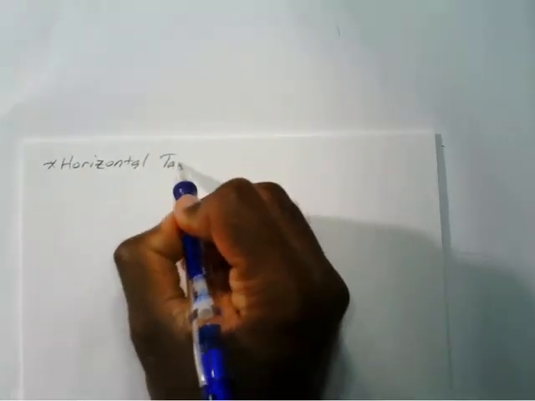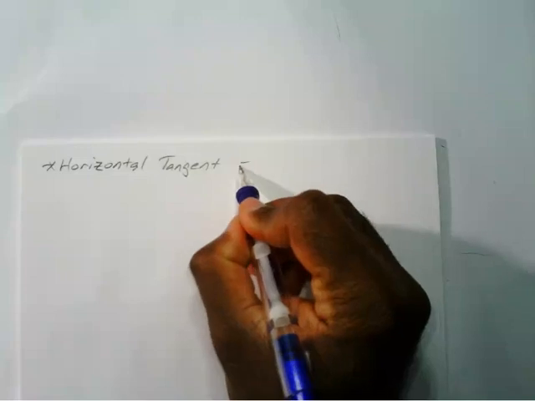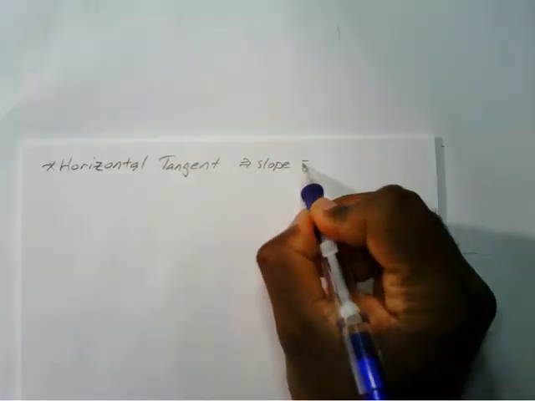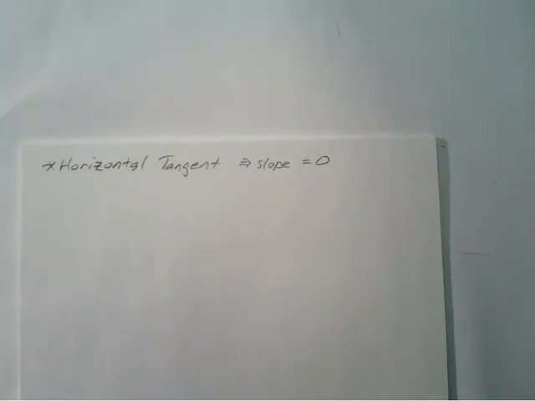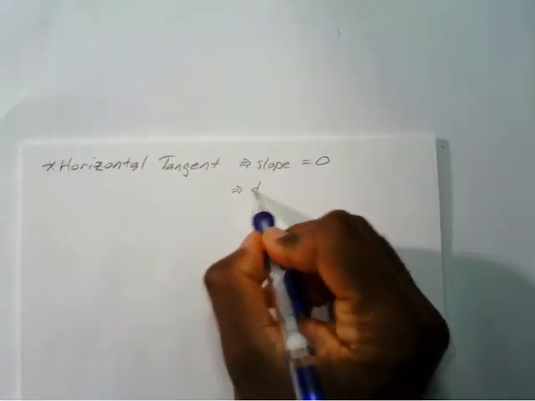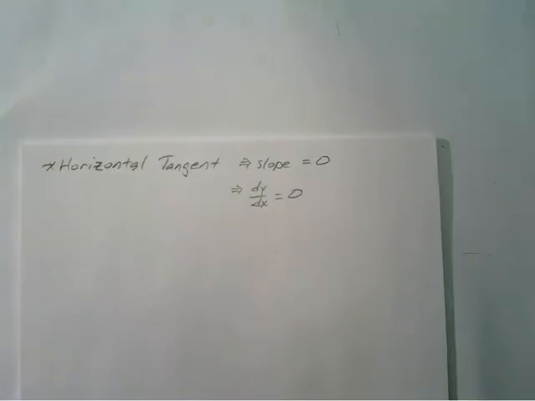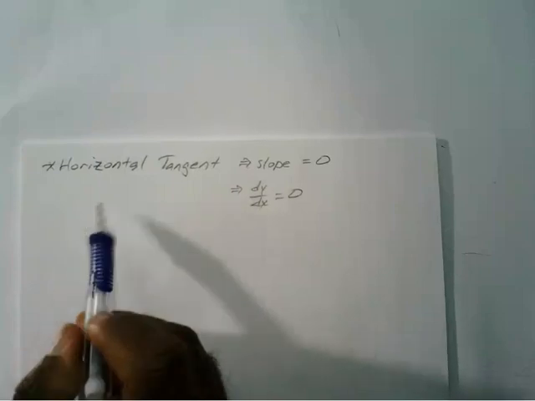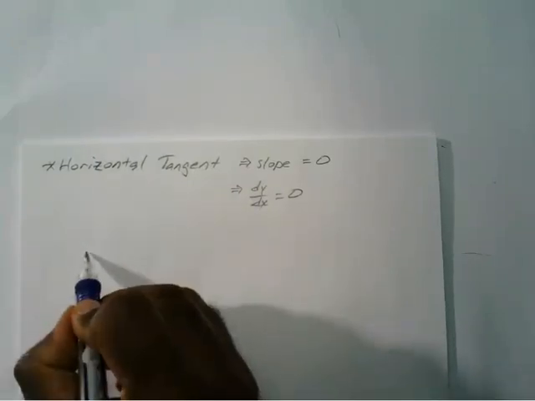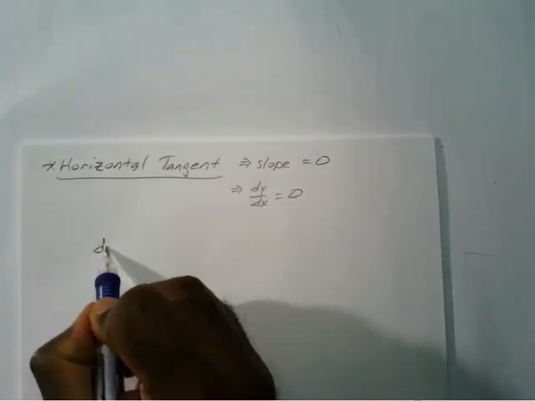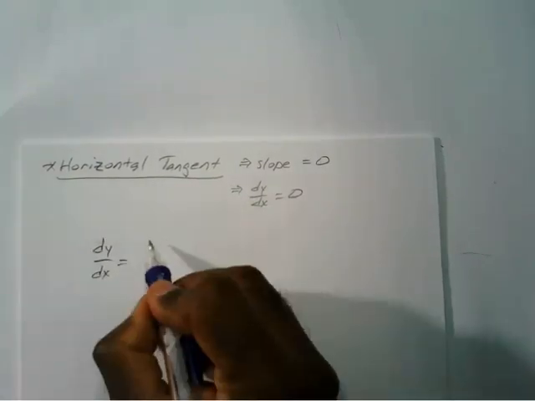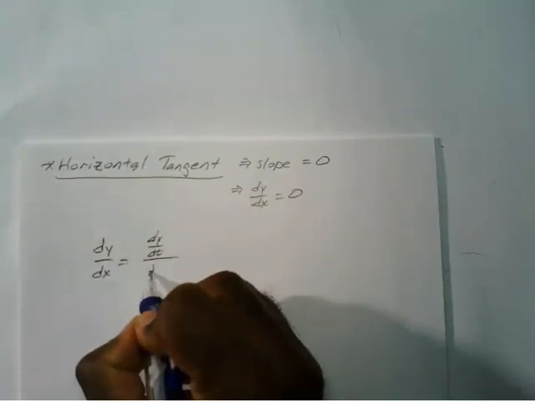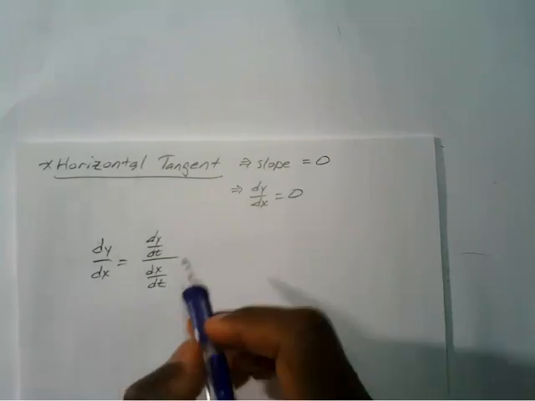Okay, so now we're going to look at horizontal tangents. If you remember, a horizontal tangent just means that your slope is equal to 0, and we all know if your slope is equal to 0, that's just another way of saying your first derivative is equal to 0. So to break that down for parametric equations, to get a horizontal tangent, you have dy/dx equals dy/dt over dx/dt, and this has to equal 0.